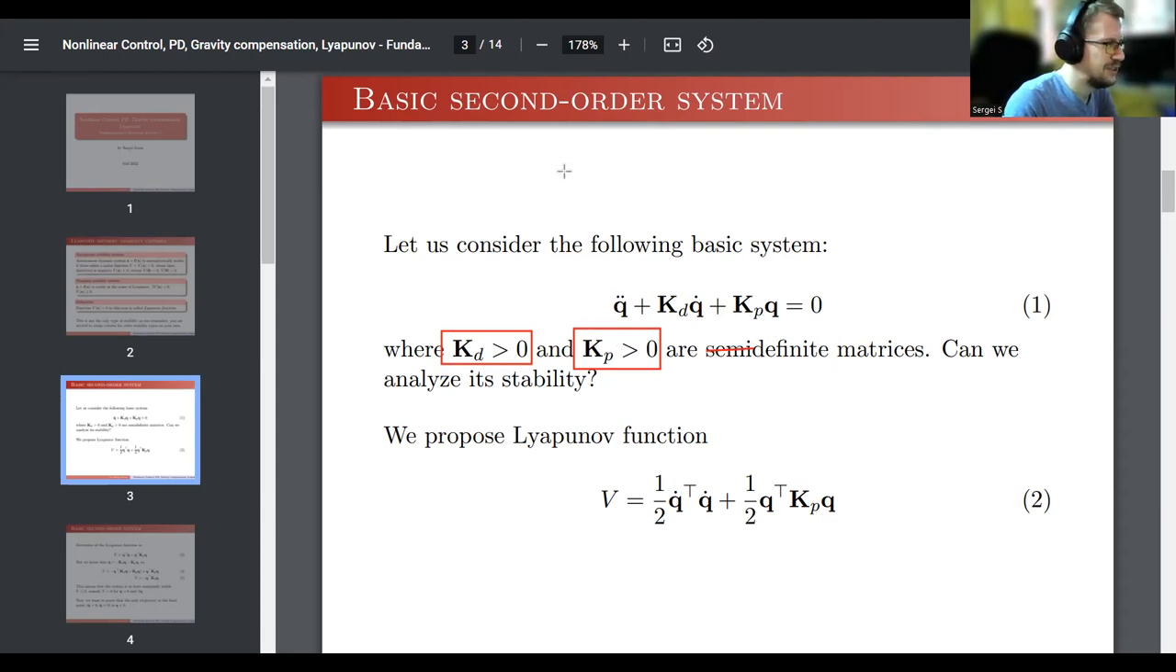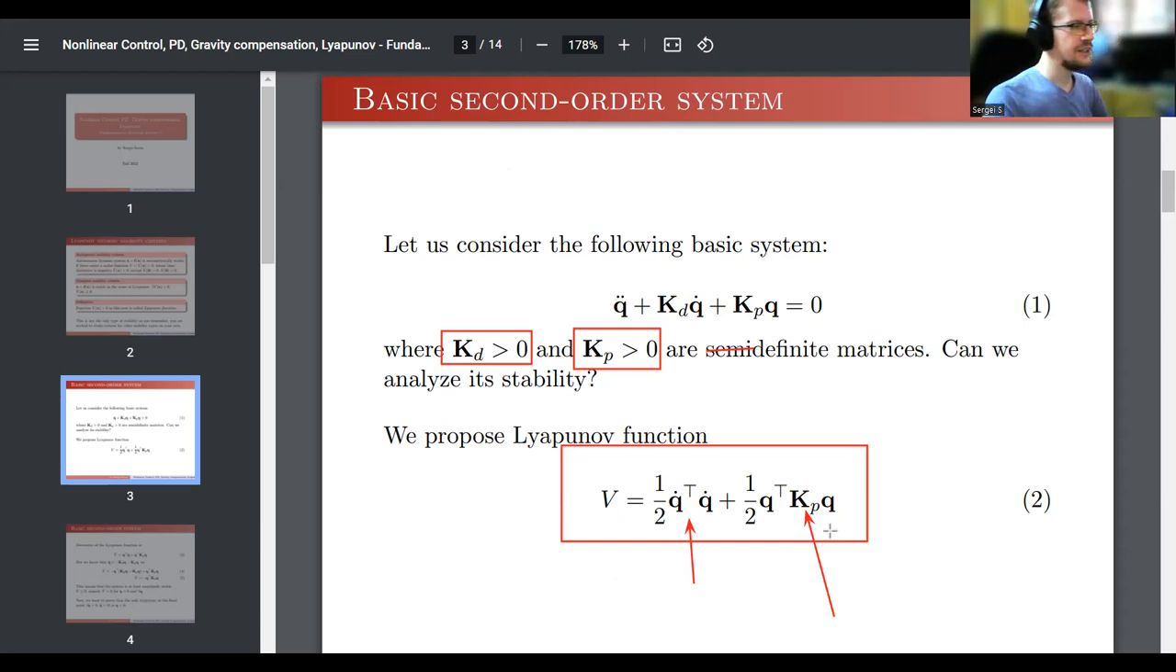So can we try to analyze stability of the system? Let me propose to do it with the following Lyapunov function. We will use a Lyapunov function with 1/2 of q dot transpose times q dot plus 1/2 of q transpose times Kp times q. How did I get this function? You will see later on there is a repeating pattern on how to choose Lyapunov functions. It is not a rule. It is kind of like art.